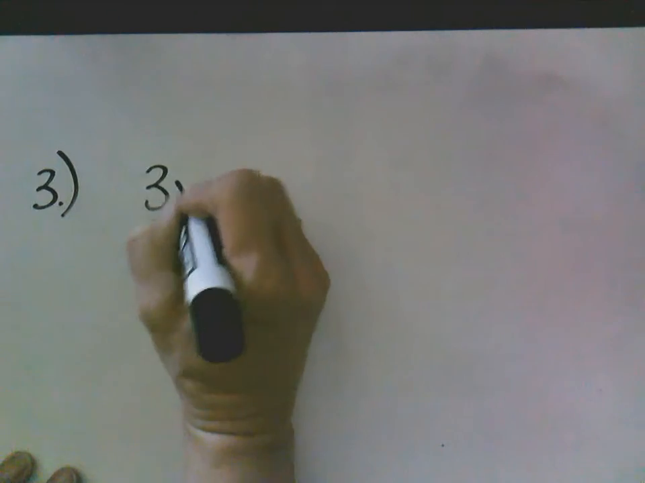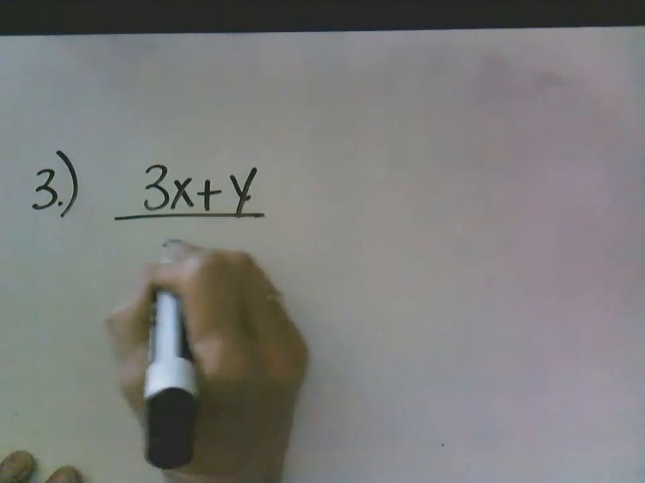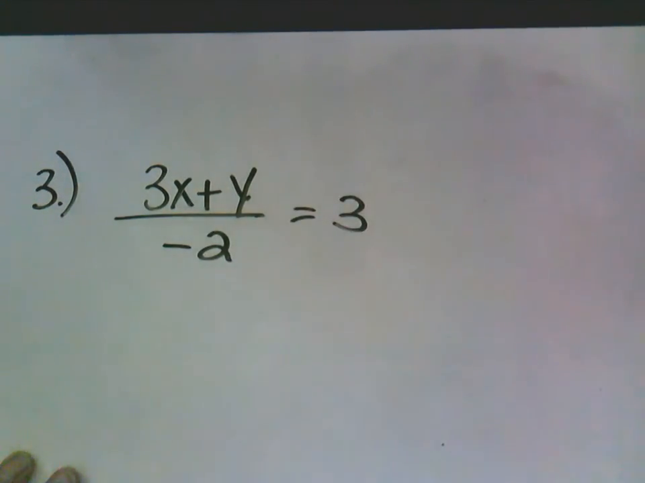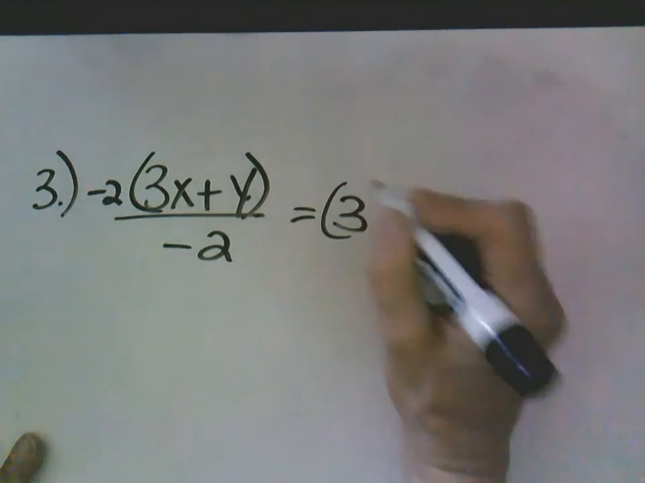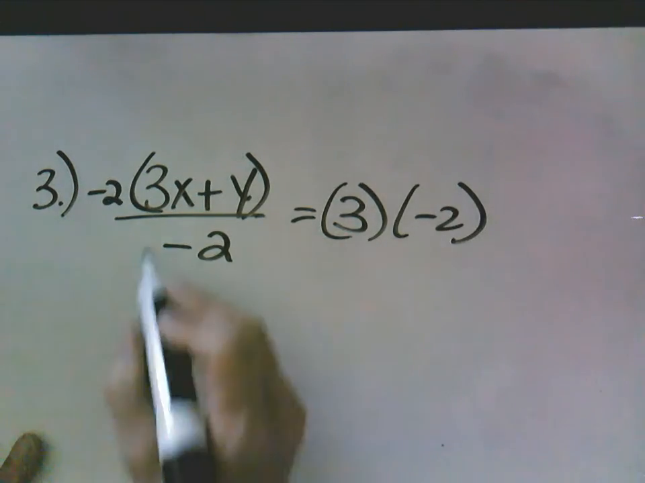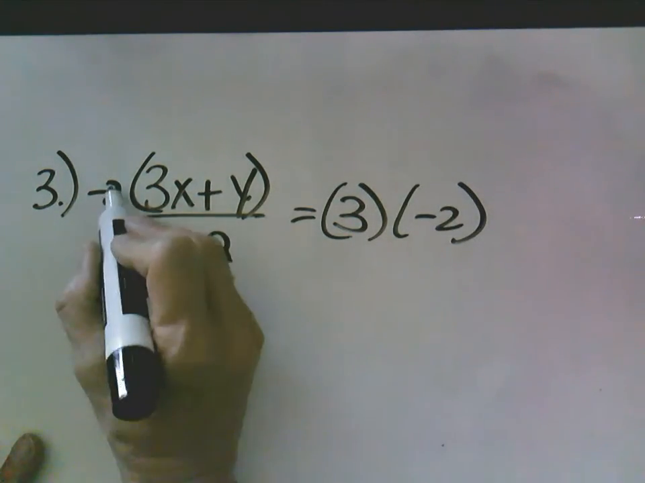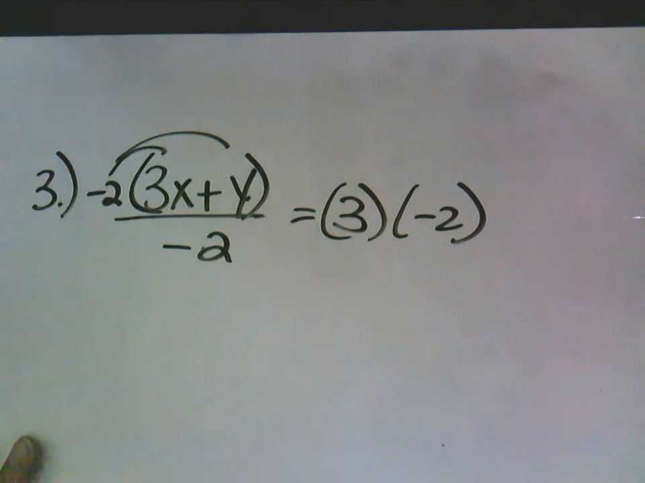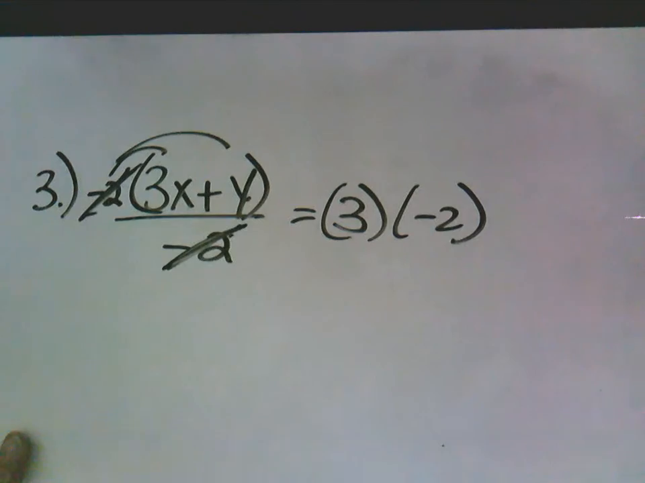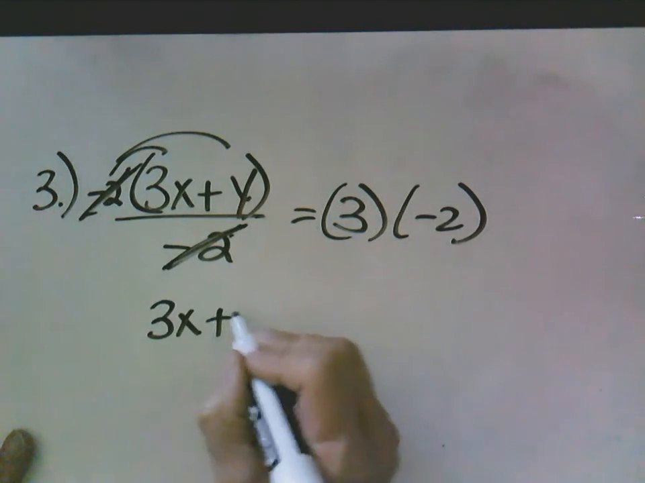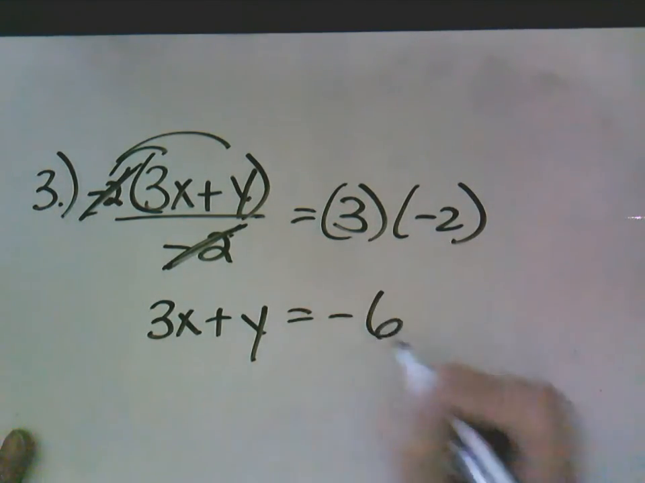Okay, so number 3, 3x plus y over -2 equals 3. I don't even care what I'm solving for. I see a fraction, I know I need to get rid of it. So I'm going to multiply this by -2 and this by -2. Now, I'm not going to distribute this -2. Why not? Because I'm going to cancel it out with that -2. So I end up with 3x plus y equals negative 6.